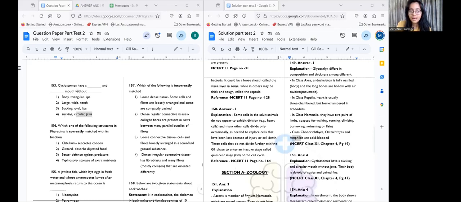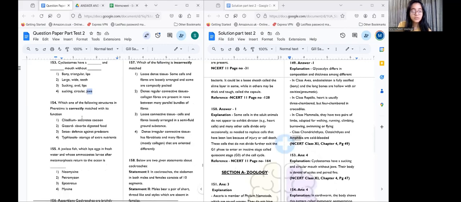Now, they are without what? Are they without lips or are they without jaws? No, they are without jaws and they have a circular mouth. Since you're performing a sucking action, when you suck through a straw, your mouth becomes circular, O shaped, right? Not oval, it becomes O shaped. Hence, it is sucking, circular, and without jaws. That's the correct answer, option number 4.